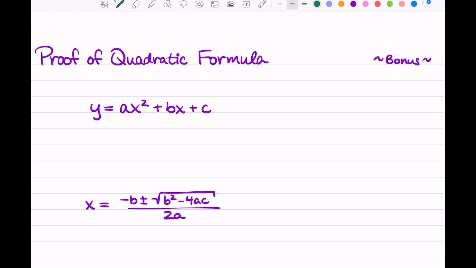In this video, we're going to see where the quadratic formula comes from. We'll start with the general form of a quadratic equation, and we'll work through some steps and end up at our quadratic formula. Before we get started, I recommend watching the video on completing the square because we're going to use that technique in this video. Okay, let's get started.